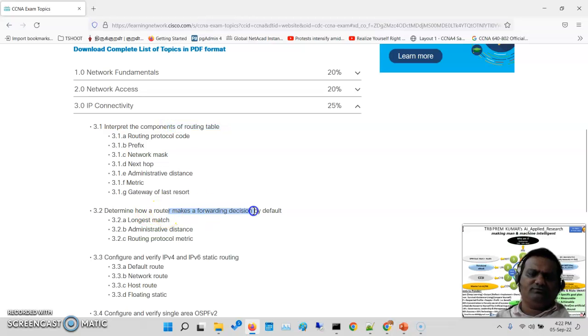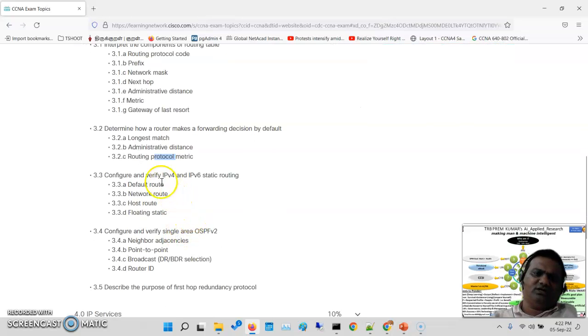Then we'll discuss how the router will choose the longest forward distance. So what is longest match, what is administrative distance, what is routing protocol metric. We'll try to understand that. Then we'll learn about IPv4 and IPv6 static routing: what is a default route, static route, host route, floating route.